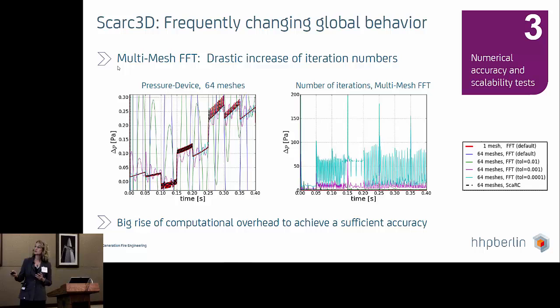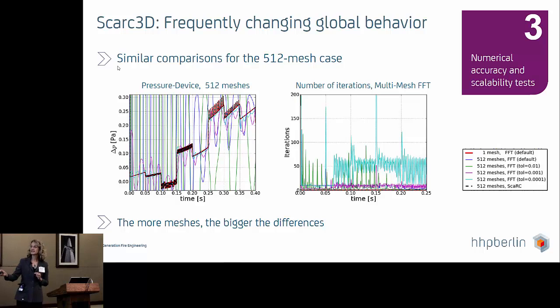I will show you the corresponding picture for 512 meshes now. There we have this situation. So you can see there is less white in this picture. The default version and the coarser velocity tolerances are worse. So you can see the more meshes you have, the bigger the differences are.